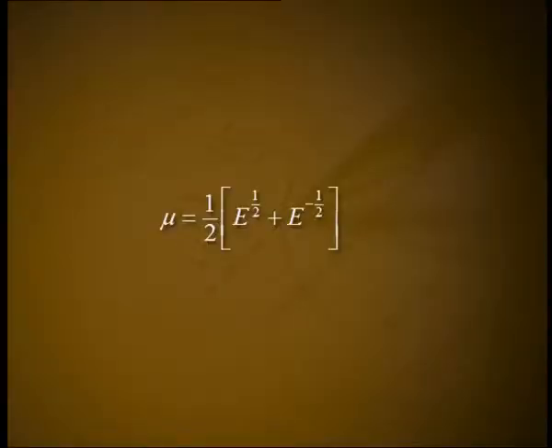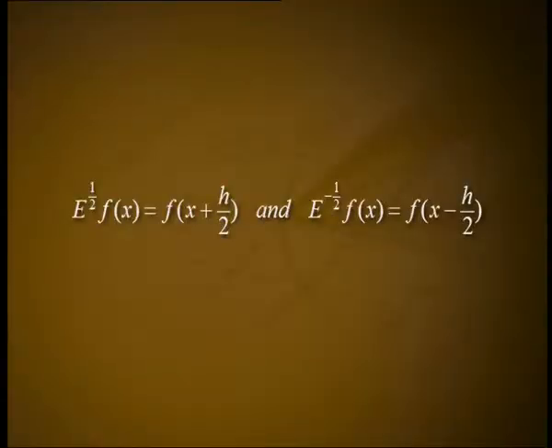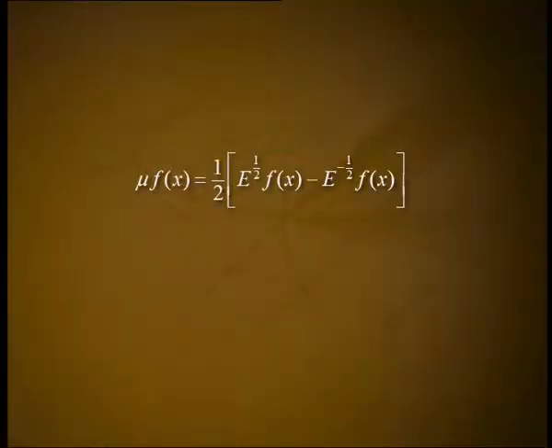Problem 1. Prove that μ = 1/2 (E^(1/2) + E^(−1/2)). Proof. We have μ f(x) = 1/2 [f(x + h/2) + f(x − h/2)] and E f(x) = f(x + h). Hence E^(1/2) f(x) = f(x + h/2) and E^(−1/2) f(x) = f(x − h/2). So μ f(x) = 1/2 (E^(1/2) f(x) + E^(−1/2) f(x)). This implies μ = 1/2 (E^(1/2) + E^(−1/2)).